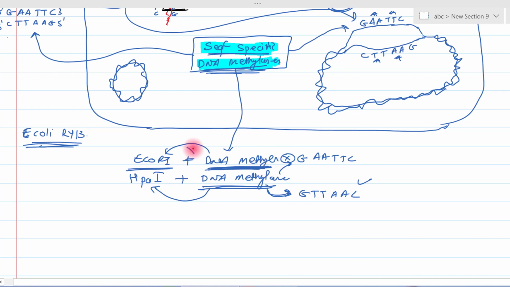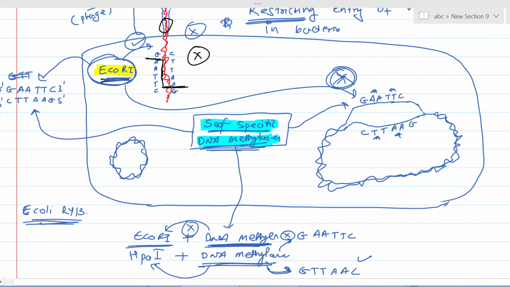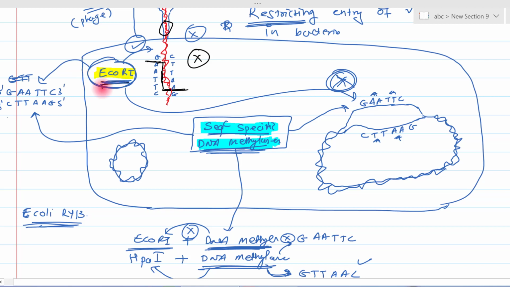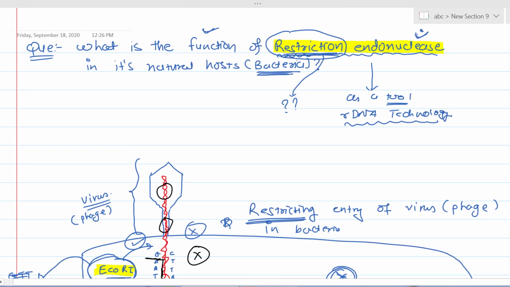So you can see that a particular restriction endonuclease always occurs in couple with its own specific DNA methylase. If they are not in couple, you see the result. Suppose EcoR1 restriction endonuclease is there, but sequence specific DNA methylase is not present. What will happen? This EcoR1 can destroy this DNA also, and so such bacteria cannot survive. So I hope everything about the function of restriction endonuclease in its natural host is clear.